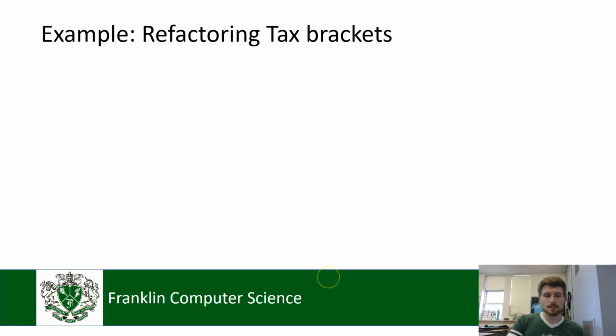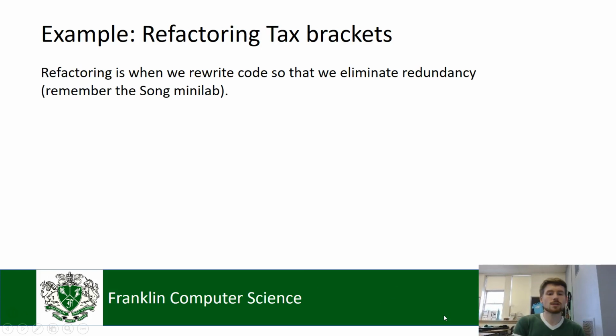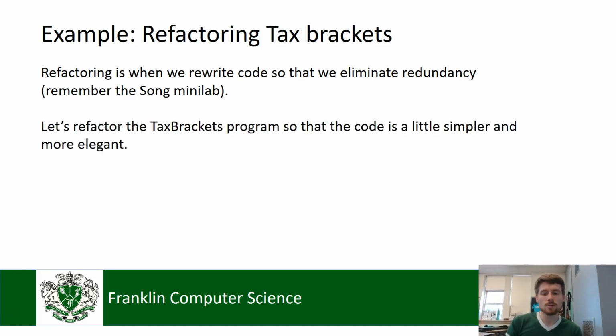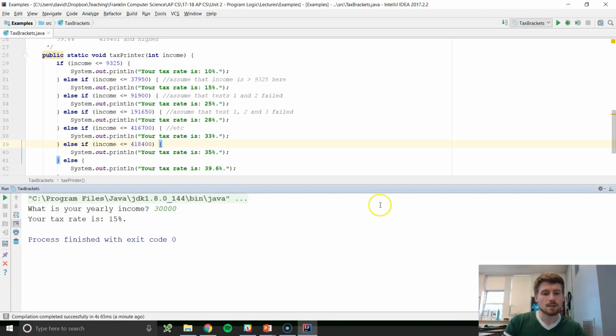We're going to do one last thing with this. We're going to refactor it. And refactoring, remember, is when you rewrite code to eliminate some redundancy or to make it a little cleaner, more elegant. Remember the song Mini Lab where we did lots of refactoring over and over again? We're going to refactor that tax bracket so that it's a little simpler and it doesn't have so many gross println statements in it. I'll show you how we can do that.